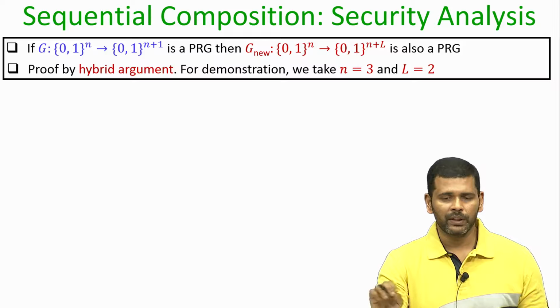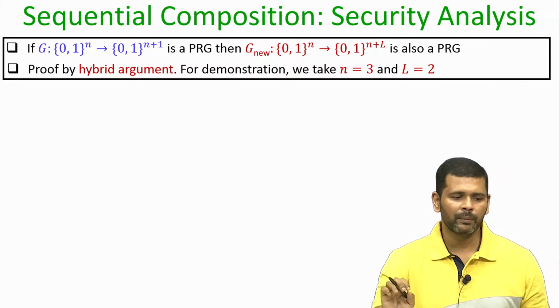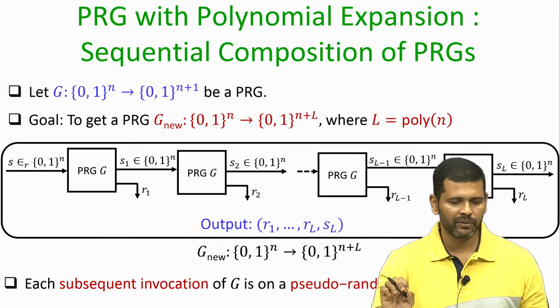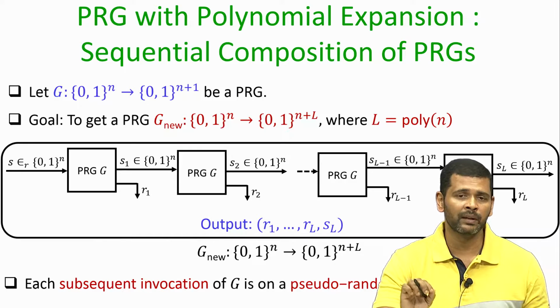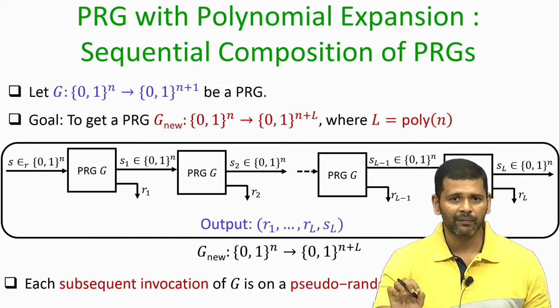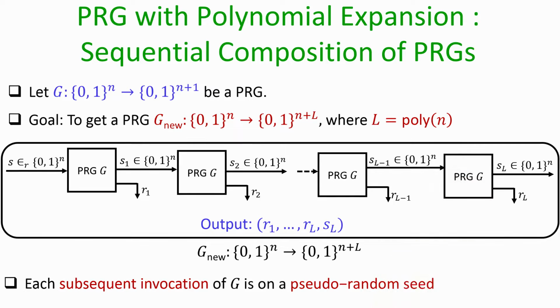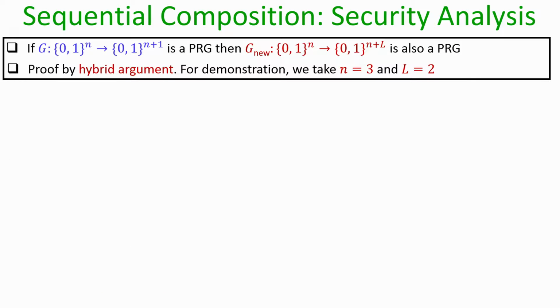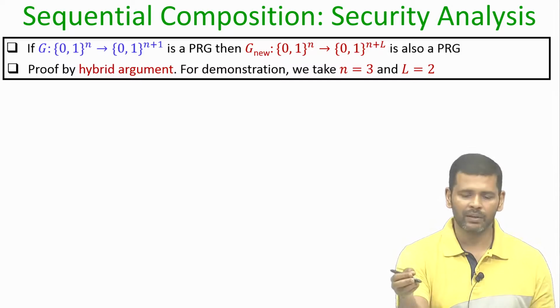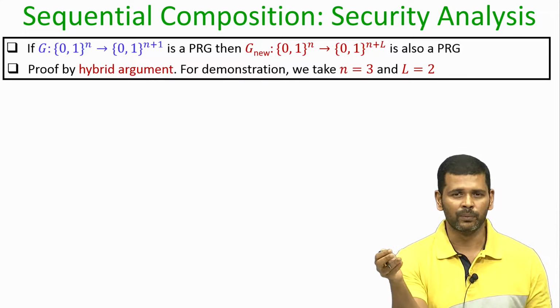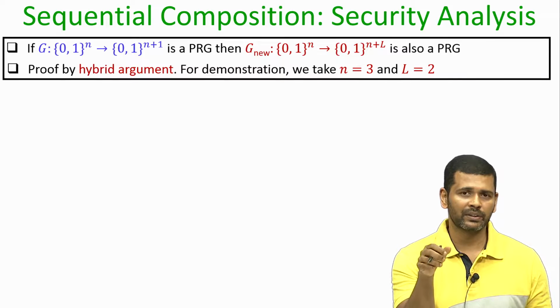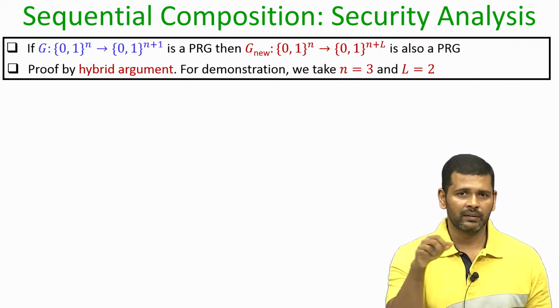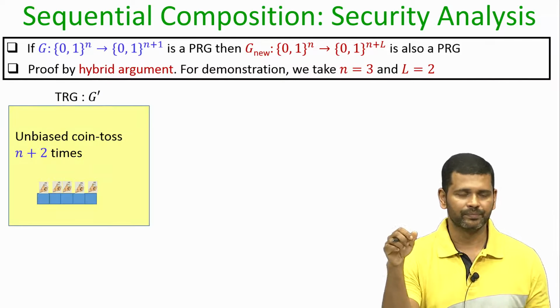The theorem statement that we want to prove is the following, and the proof will use the hybrid argument, because there are a polynomial number of invocations of G involved here, and we cannot directly reduce the security of the algorithm G nu to the security of the algorithm G. To get around this, we introduce a hybrid argument, and for the sake of demonstration, we assume that n is equal to 3 and big L is equal to 2. Namely, the G nu construction takes a seed of length 3 bits and produces an output of 5 bits.